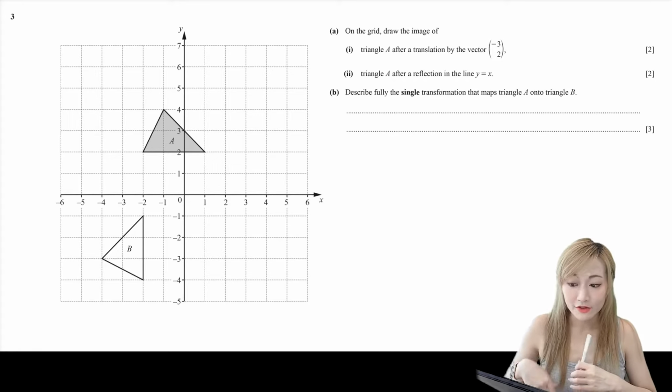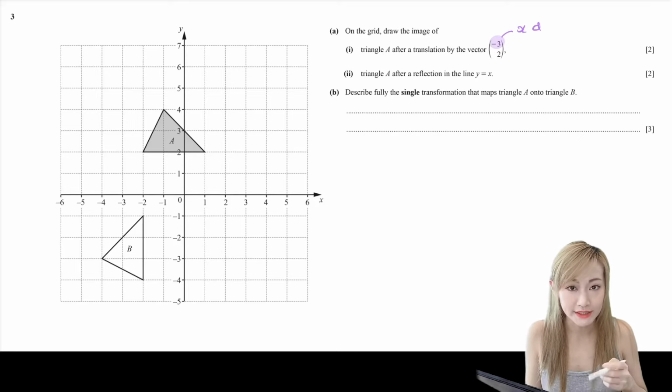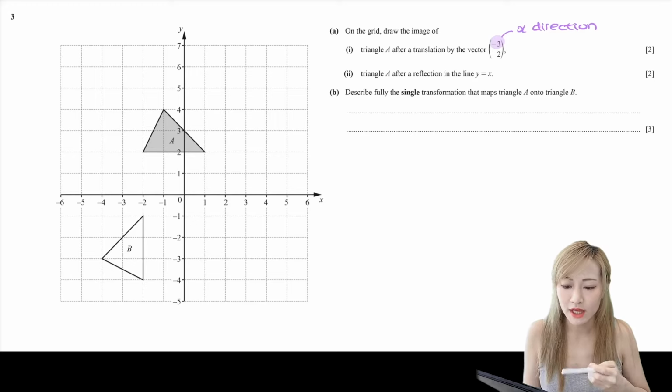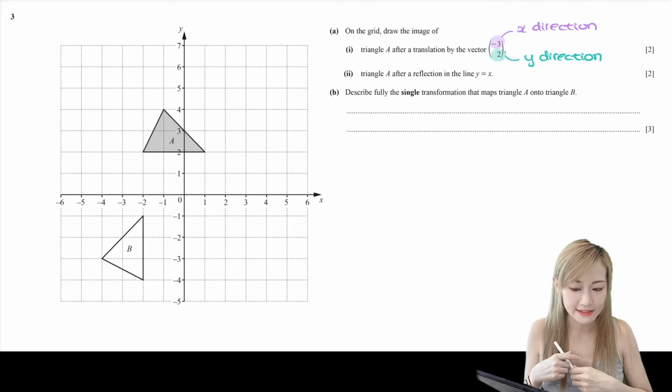A. On the grid, draw the image of Triangle A after a translation by the vector -3, 2. The number on top represents how much you need to move it in the x direction, or parallel to the x direction. And the number at the bottom represents how much you need to move it in the y direction, so that's up and down, parallel to the y-axis.